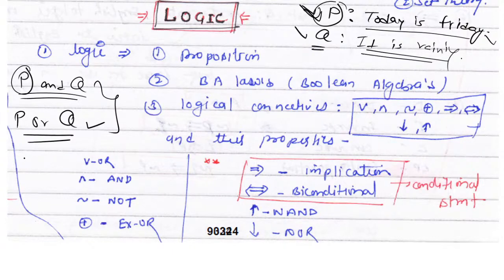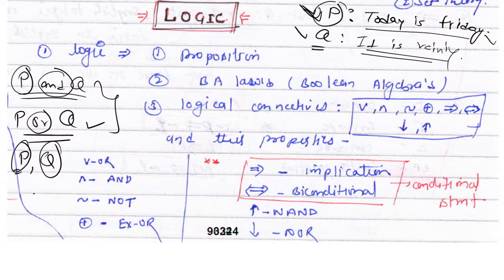Let's assume that P is an existing proposition and Q is an existing proposition. Then you can construct new propositions by using some operators. This AND is an operator, operation, or connective. Similarly, this OR is an operator, connective, or operation. Using those connectives, we can construct new propositions from the existing propositions.